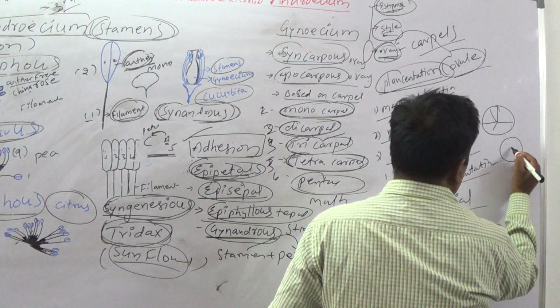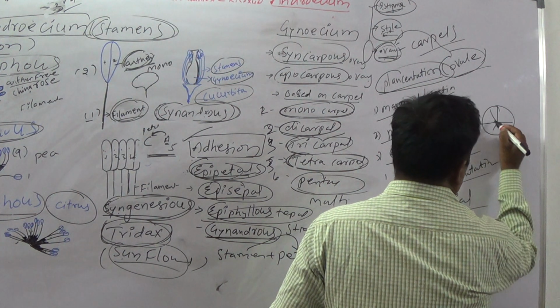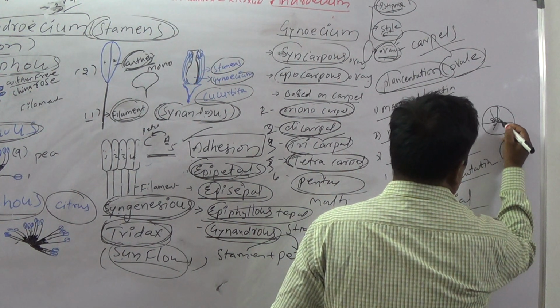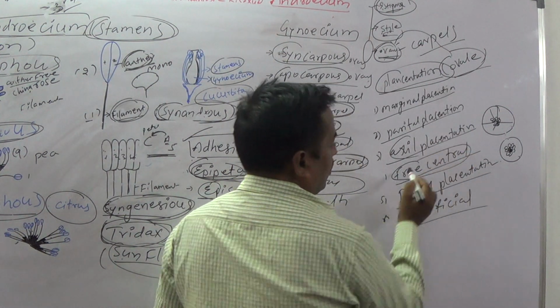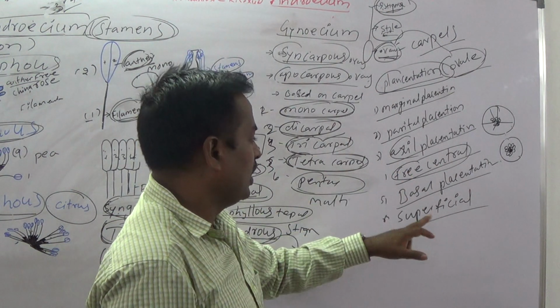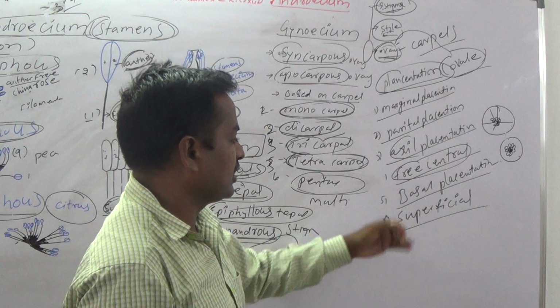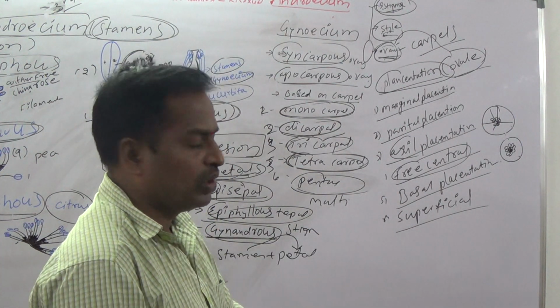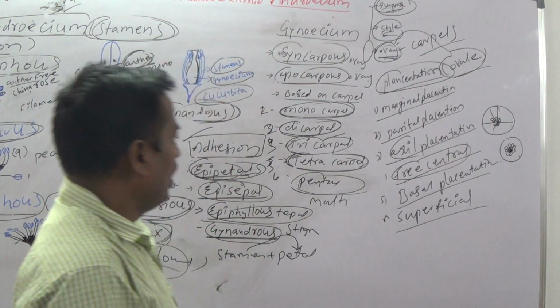Now free central is nothing but this one. There are no carpels. In free central, carpels are absent. The placenta position is center. And basal means the placenta position is the base of the ovary, in the sunflower family. And superficial means the ovules are borne on the surface of the locule, called superficial placentation.